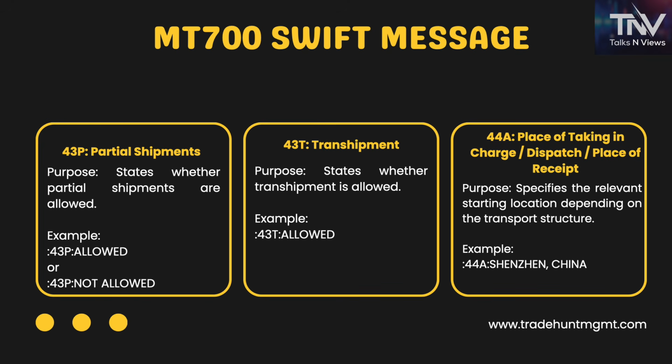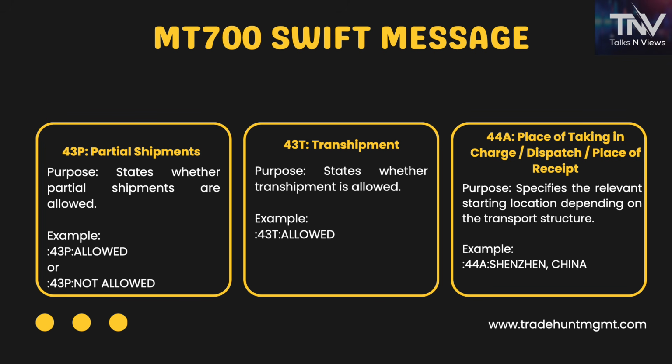Field 43P, partial shipments. Purpose of this field, states whether partial shipments are allowed. Example. Field 43P allowed. Or Field 43P not allowed. Field 43T, transshipment. Purpose of this field, states whether transshipment is allowed.